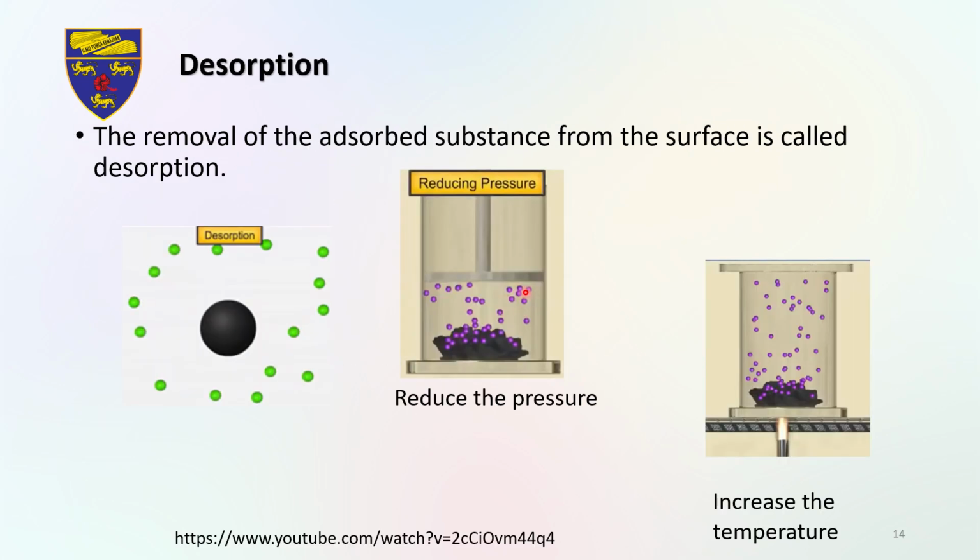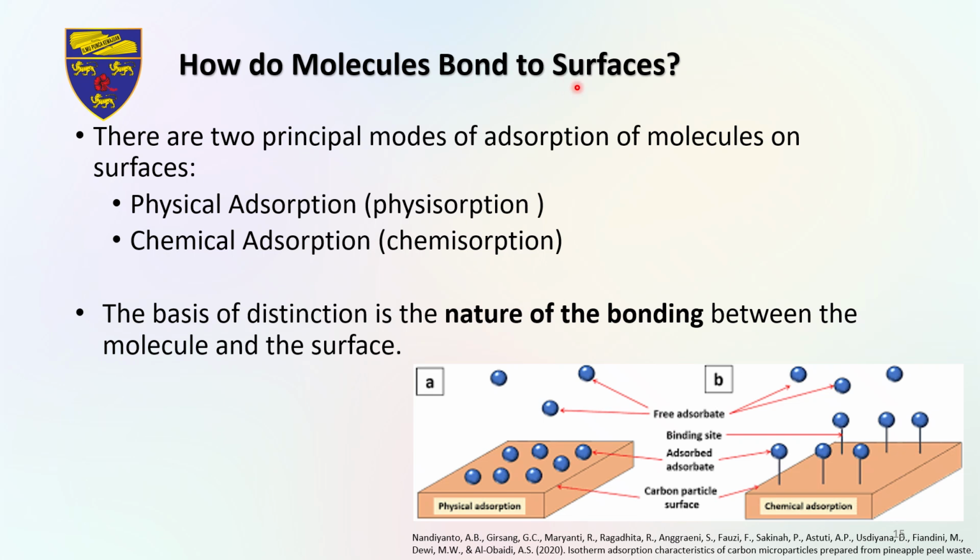As mentioned earlier, desorption is the removal of a substance from the surface by reducing the pressure or increasing the temperature. We provide the energy or environment needed for molecules to leave the adsorbent. How do molecules bond to the surfaces? There are two primary ways molecules bond to surfaces: physical adsorption, known as physisorption, and chemical adsorption, known as chemisorption. The distinction lies entirely in the nature of the bonding.